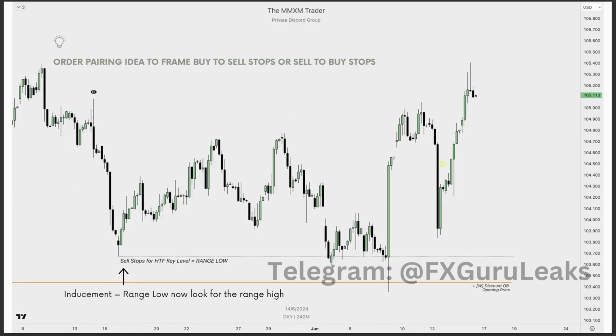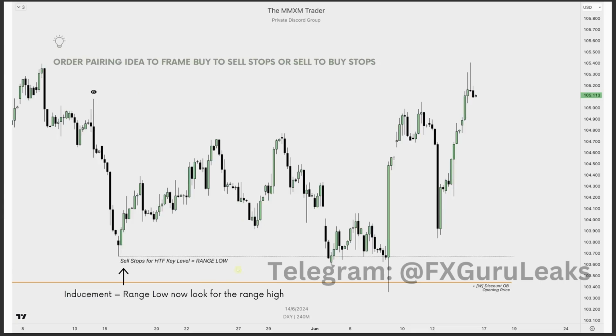Now think about the checklist, right? We need to use the higher time frame context and put it down into a lower time frame chart. So we have this inducement range low, right? So we want to pair up the sell stops that are resting here with the buy stops resting up higher. So what do we need? We need a key level, right?